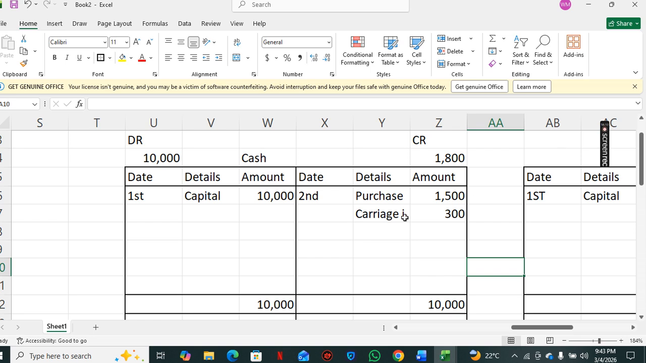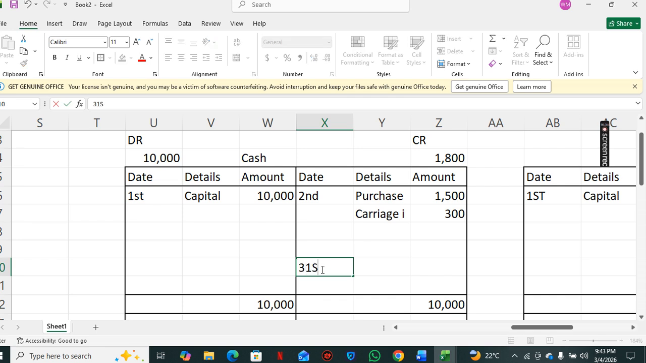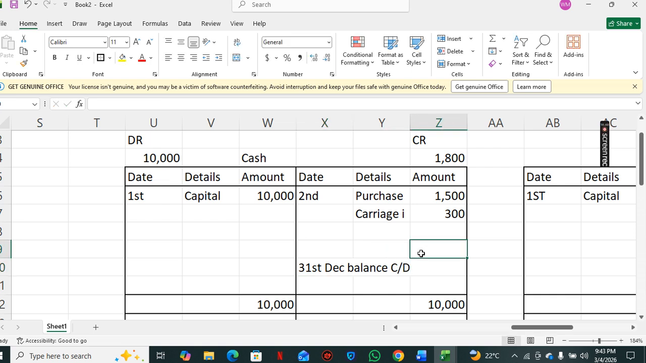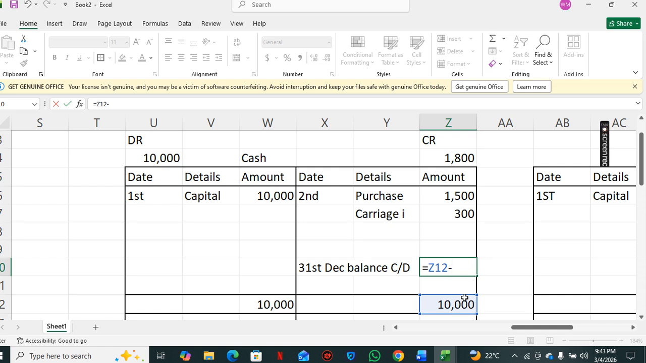After you found out which one is higher, the debit side or the credit side, you go to the lower side. In this case our lower side is the credit side, which was 1,800. Then you're going to put the 31st, because it's usually the end of the year when you're closing these accounts. So you say 31st December, balance carried down. Meaning here we're just subtracting debit 10,000 minus credit 1,800.